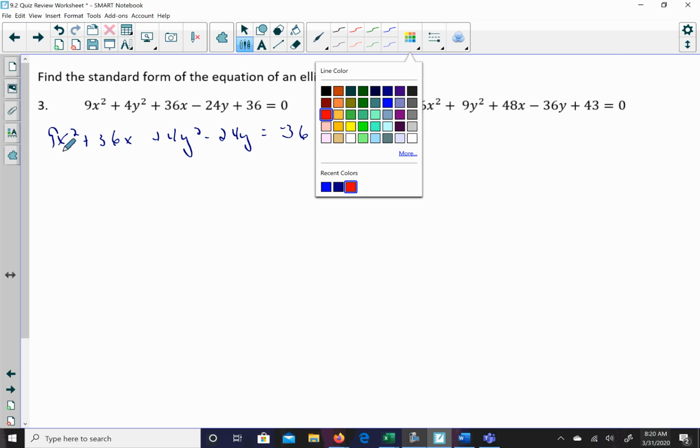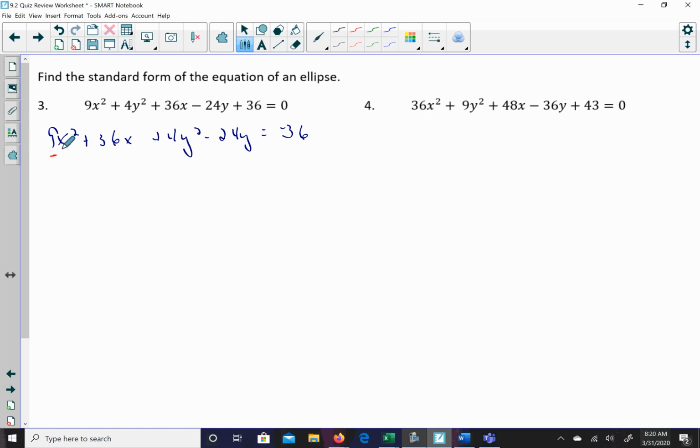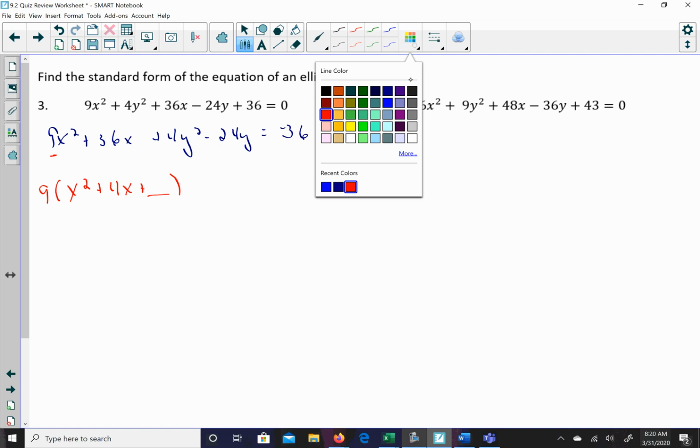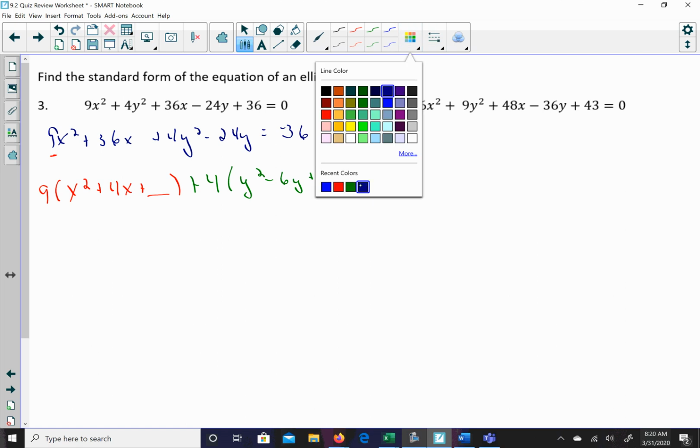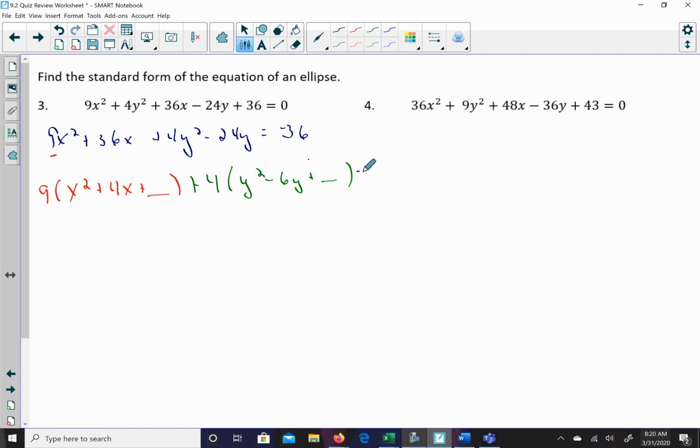Okay, this one I'm going to complete the square. I'm going to first factor out that 9. So I'm going to do 9 times the quantity of x squared plus 4x plus, and I like to leave a space. Then for the y's, I'm going to factor out a 4 and make this y squared minus 6y, and then again I like to leave a space. And then that's equal to the negative 36.